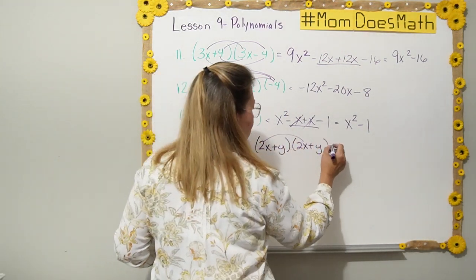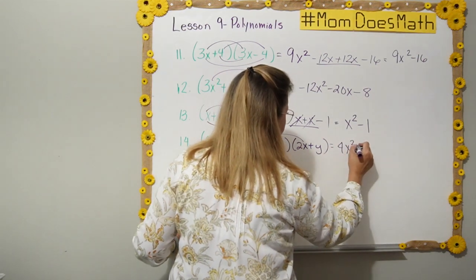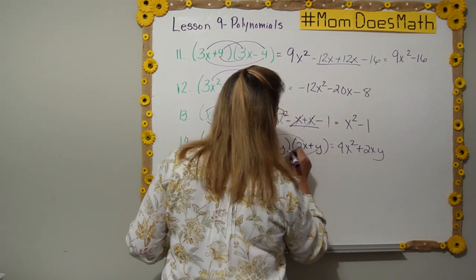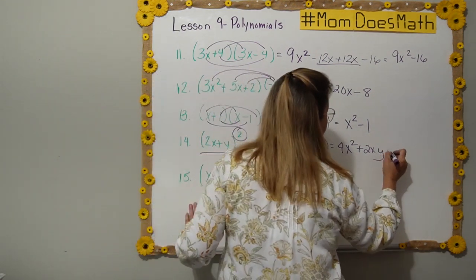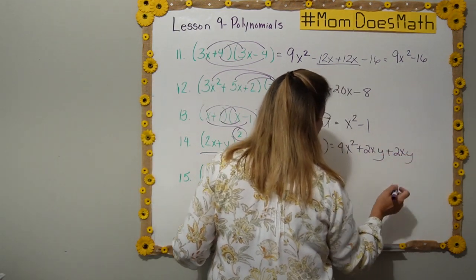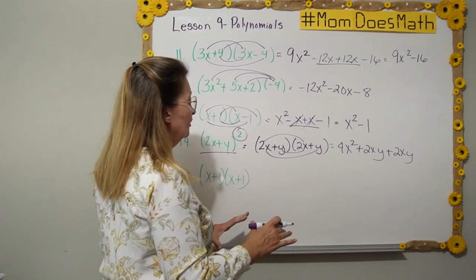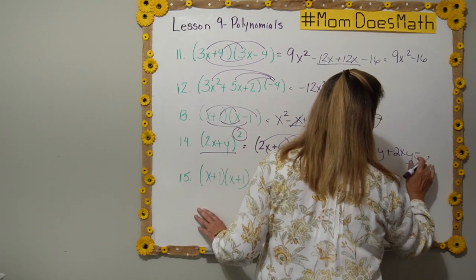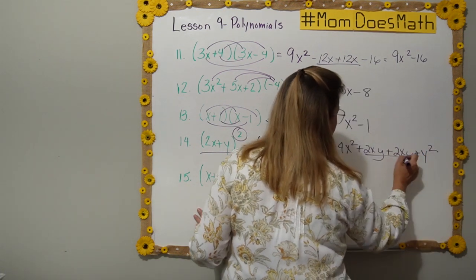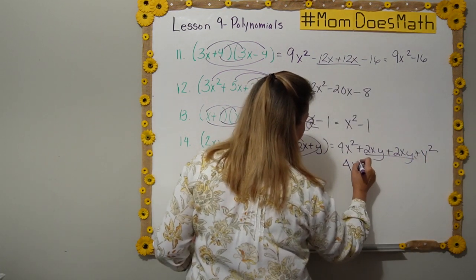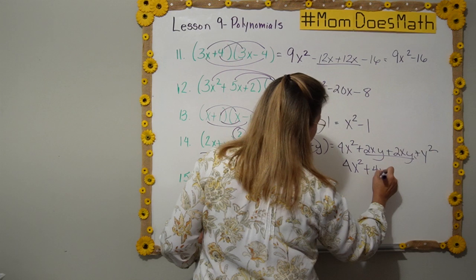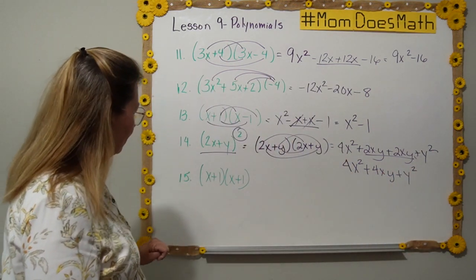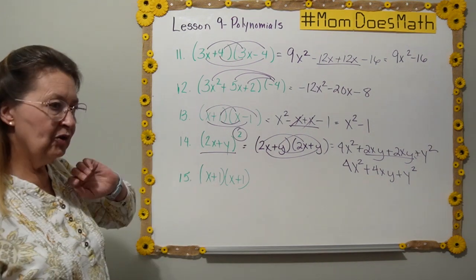All right, 2x times 2x is 4x to the second. And 2x times y is plus 2xy. And y times 2x is also 2xy. Remember, put your letters in alphabetical order. The last two, y times y, is y squared. We can combine those two, so we're going to have 4x squared plus 4xy plus y squared. Okay?